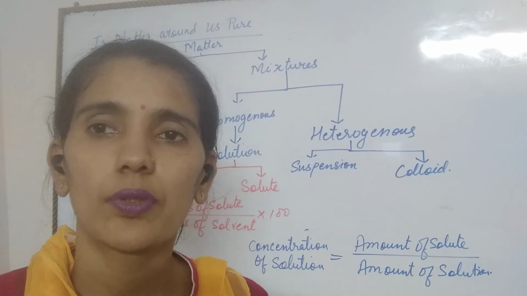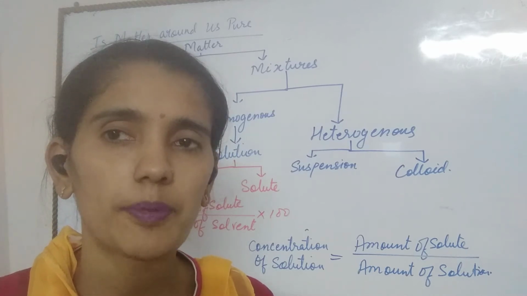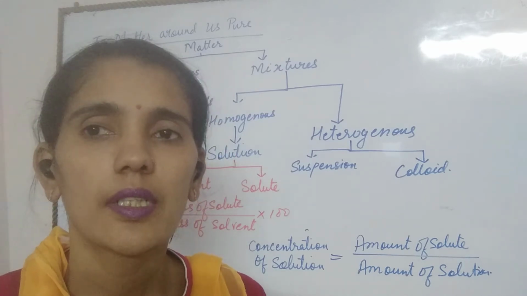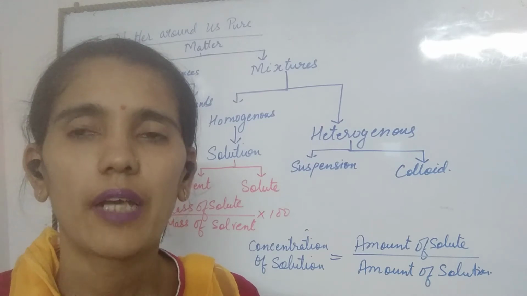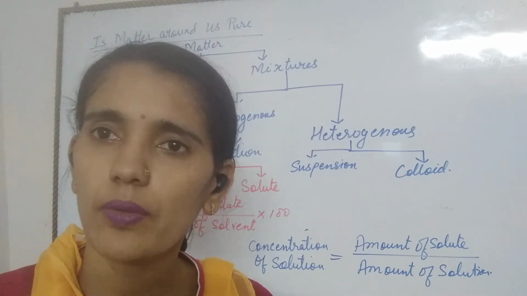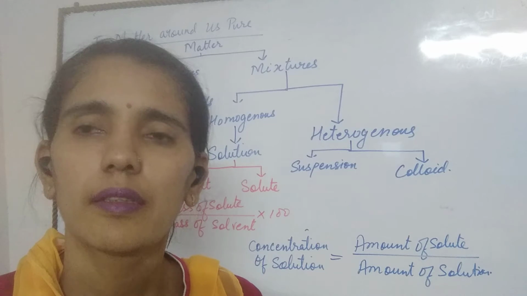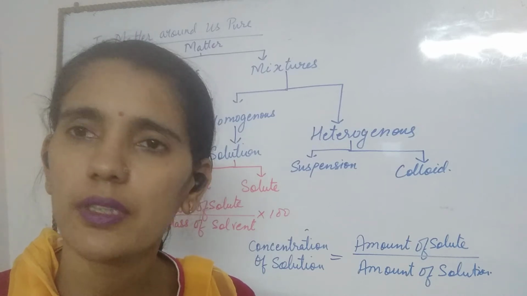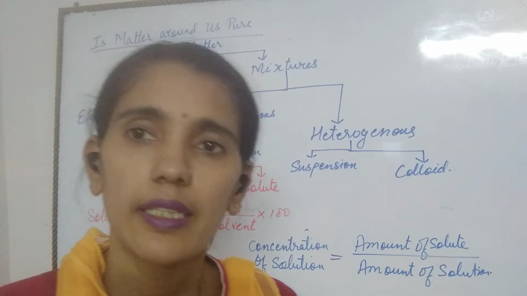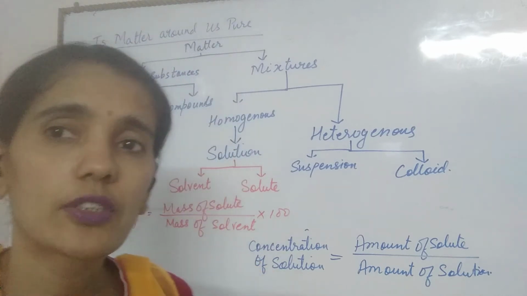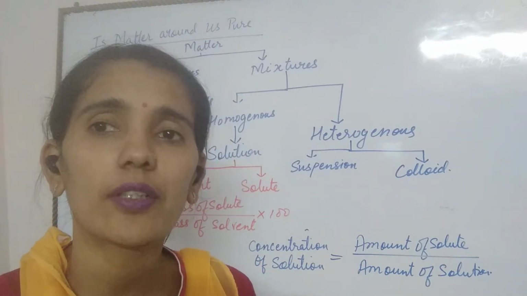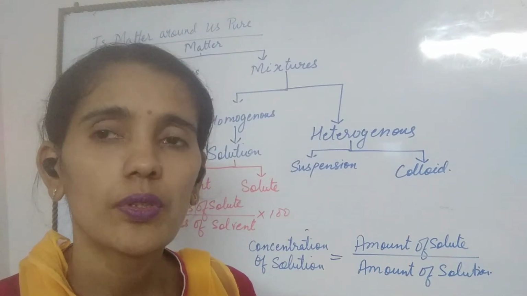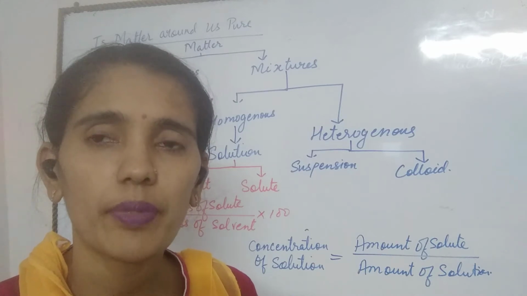In that, I have told you what is pure substance and impure substance. In pure substance, I have explained elements and compounds. In mixtures, impure substance, I have told you about mixtures. In that also, I have told you what is solution, suspension and colloid. I have given you a few examples also in the previous class.